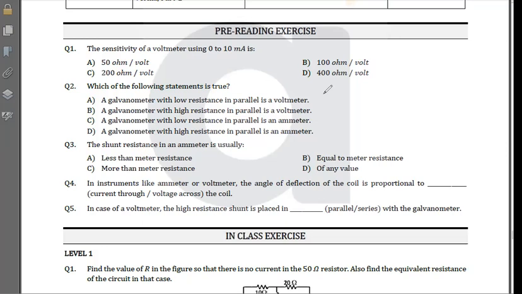Yes, we will discuss this first. Then we will discuss the homework of 1.1, 1.2. Okay. Now tell me, how much current, how much resistance will change per volt?